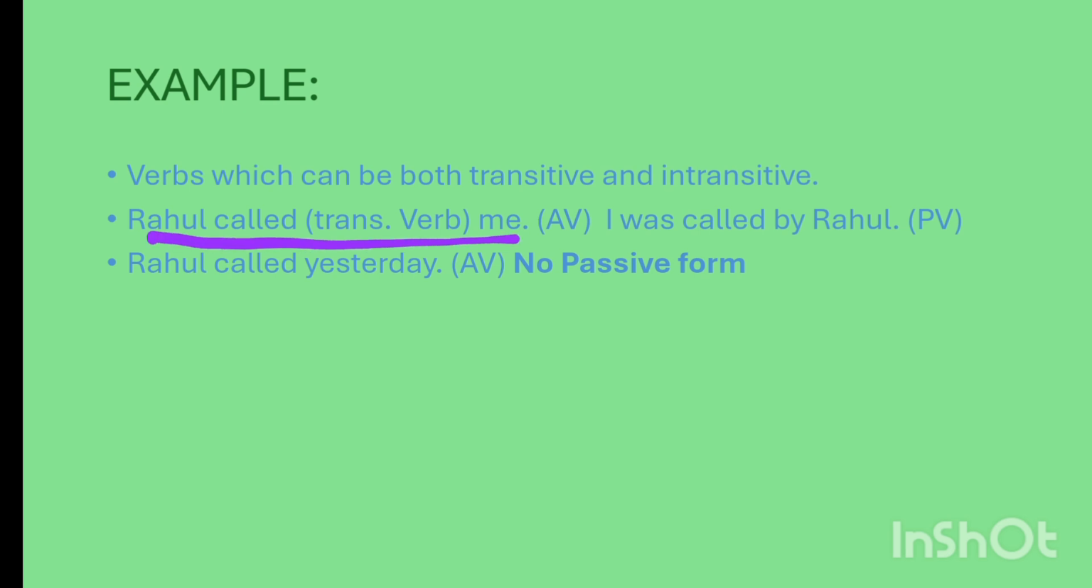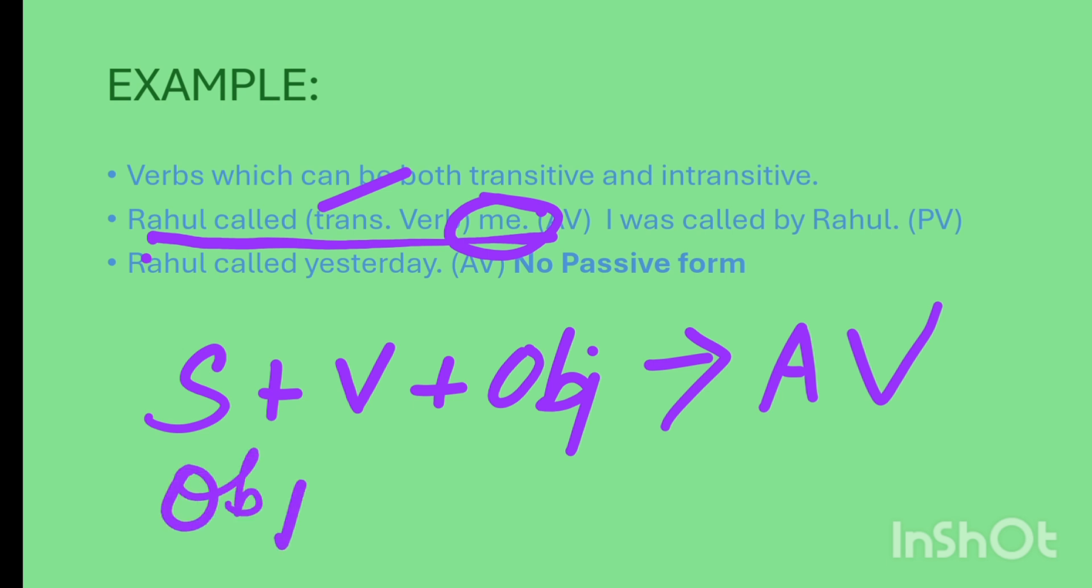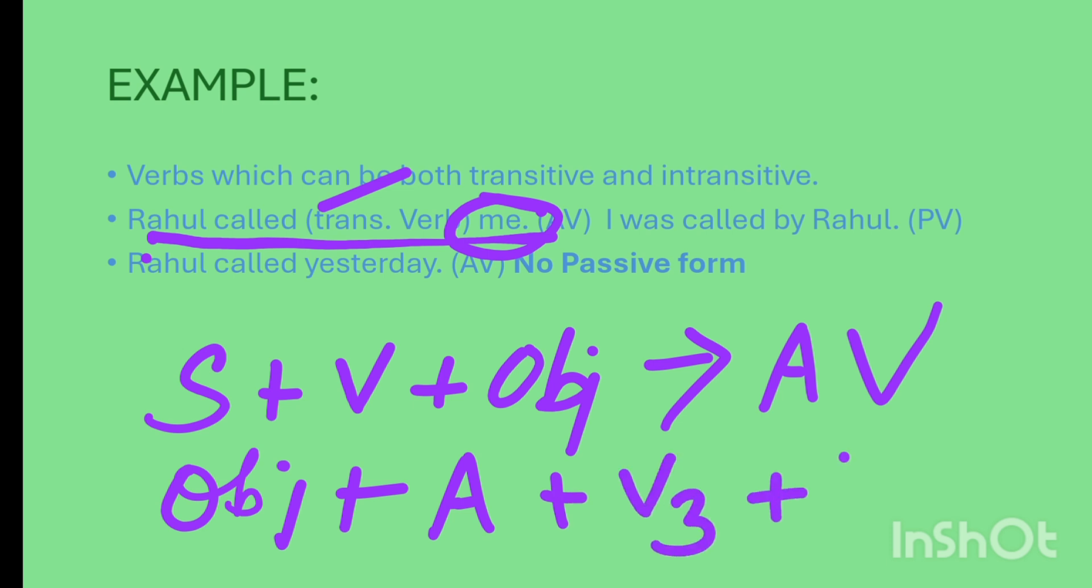Rahul called me. Called is the transitive verb here because me is the object. This is active voice. The subject is first, then verb, then object. This sentence structure is active voice. Now, how to change it into passive? We have to bring the object first, and then we will write the auxiliary verb depending on the tense of the verb, and then we will write the third form of the verb, and then by, a preposition, and then the subject.